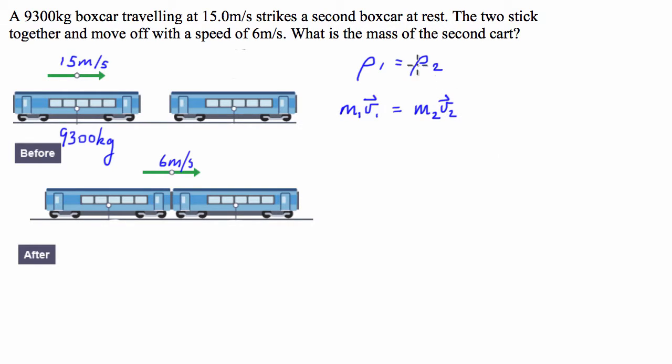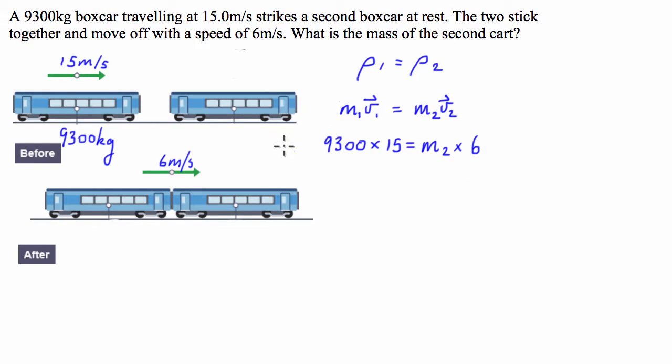Cool. So from here, this isn't a very complicated problem. We can simply plug in quite a few of these variables and just solve for mass 2. So mass 1 is 9,300, and we're going to times that by velocity 1, which is 15 metres per second. That's going to equal mass 2, which we don't know, times velocity 2, which is 6.